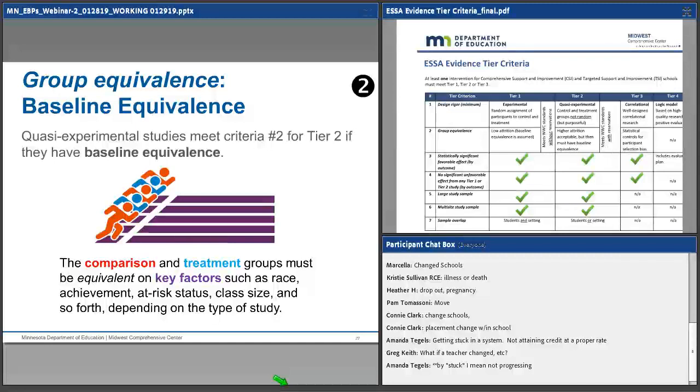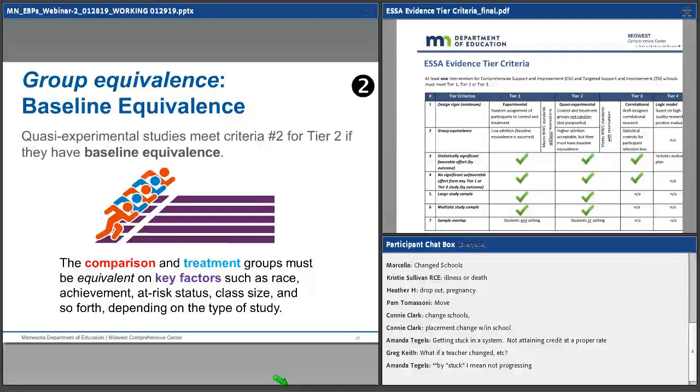Looking at Tier 2, we know that in order to meet criteria number 2 and to meet Tier 2, you have to at least have baseline equivalence. So what do we mean by that? For baseline equivalence, we mean that the comparison and treatment group participants are equivalent on key factors like race, achievement, at-risk status, etc. What does that mean? It just means the average student characteristics for the control and treatment groups have to be roughly the same.